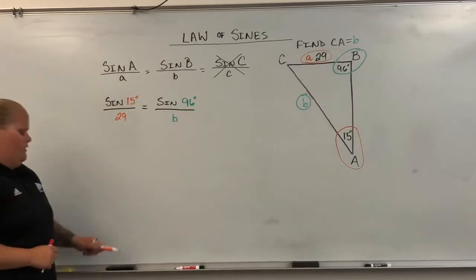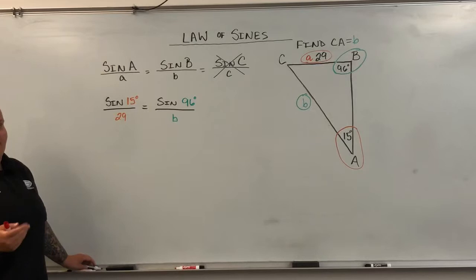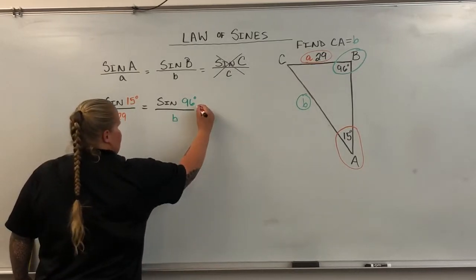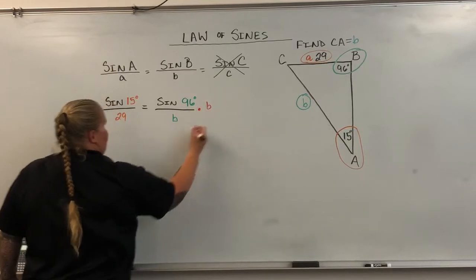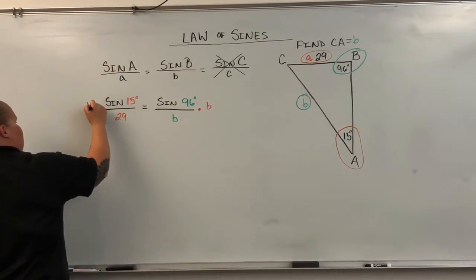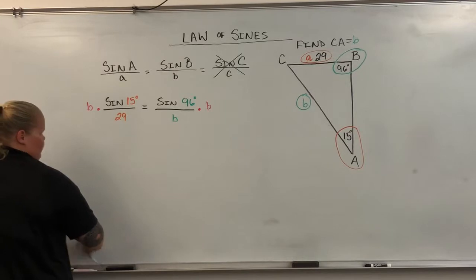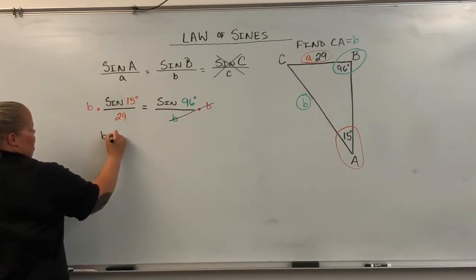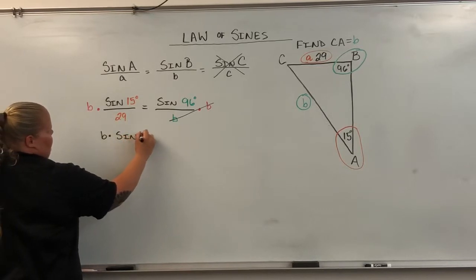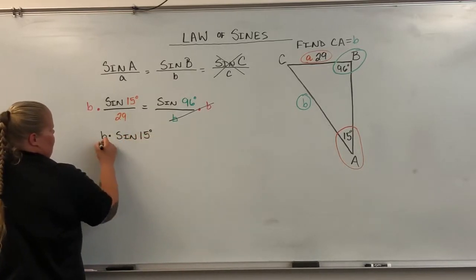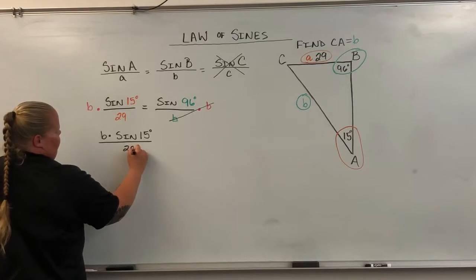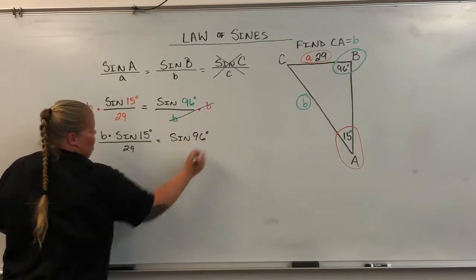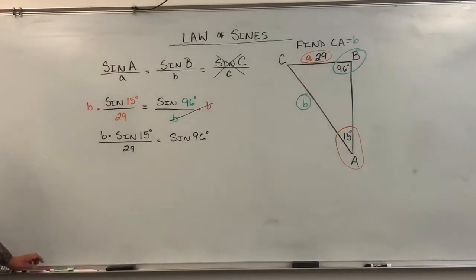To solve for B, first I need to get it out from underneath the fraction. I do that by multiplying both sides of this equation by B. That will cancel this out here, and now it's out from underneath the fraction. So I have B times the sine of 15 degrees divided by 29 equals the sine of 96 degrees. And I still have to solve for B.